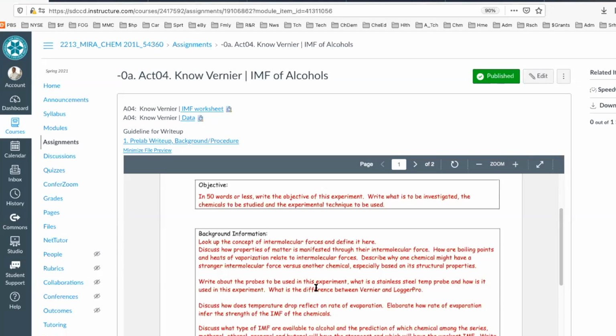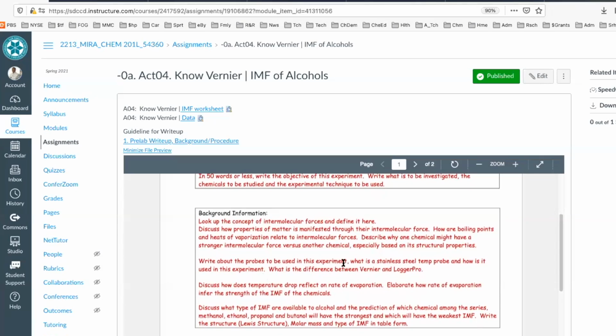Then talk a little bit about the equipment you are using, okay? Vernier and temperature probe, stainless steel. Talk a little bit about how it's going to be set up. Elaborate more on the rate of evaporation and how it relates to intermolecular force, and then talk about the chemicals that you guys are going to be studying. There's only two chemicals that you are really studying. One is methanol, the second is ethanol. Propanol is in there because the data gives you an idea of the delta T when propanol starts to evaporate. And then you're going to extrapolate what you think delta T will be for butanol.